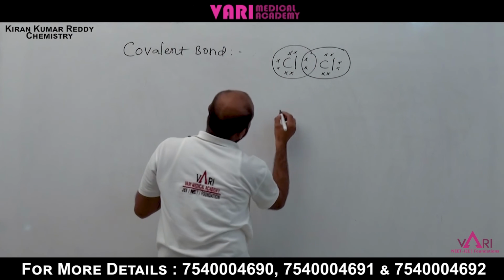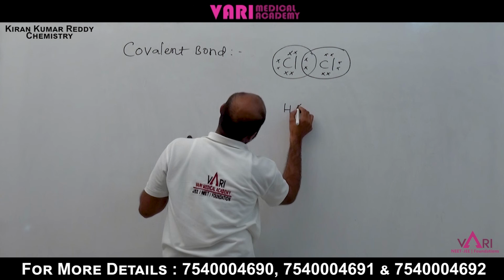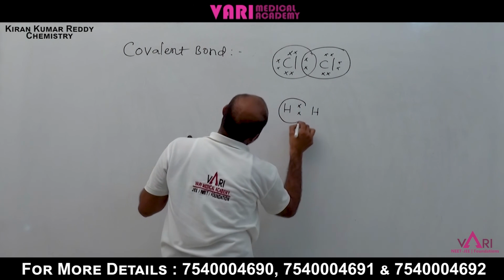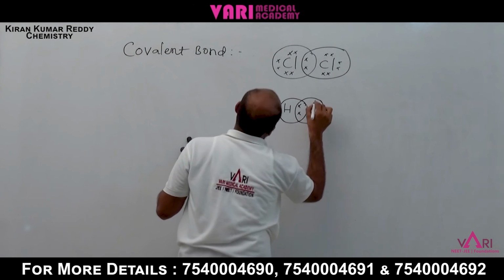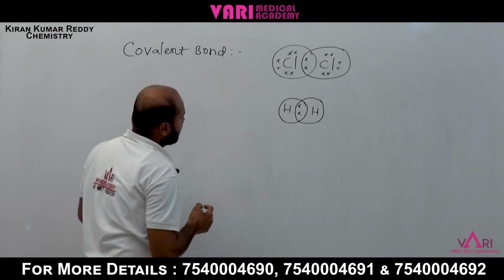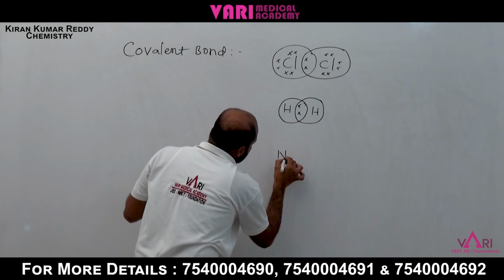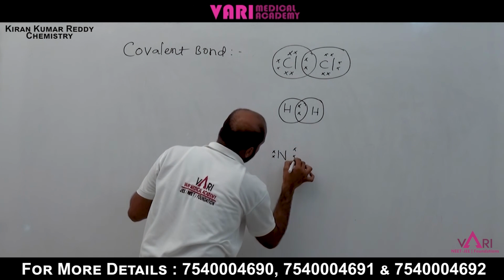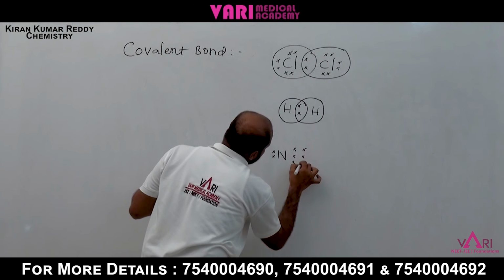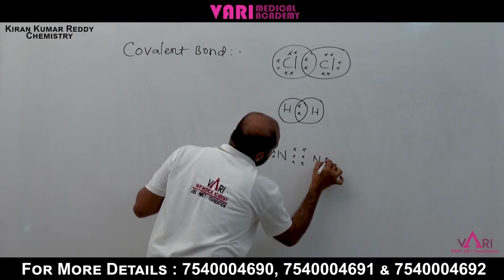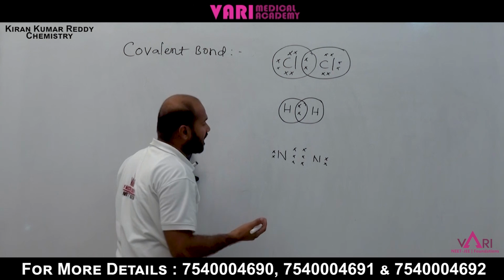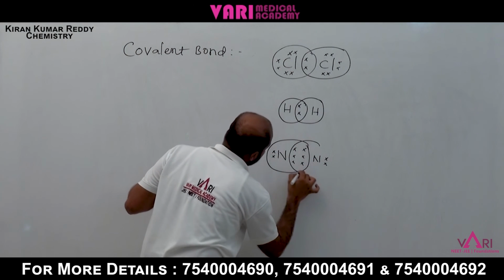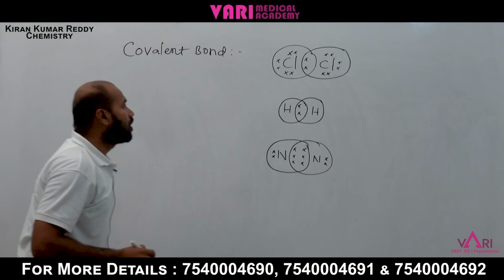Next we can take hydrogen. One hydrogen atom gives one electron, another hydrogen atom gives another electron. This pair of electrons is shared by two atoms. That is a covalent bond. If you take nitrogen, nitrogen belongs to which group? It belongs to the fifth group, so 1, 2, 3 here and 1, 2, 3 here. Nitrogen has 5 valence electrons. This shared pair of electrons, mutually shared between two atoms, is called a covalent bond.